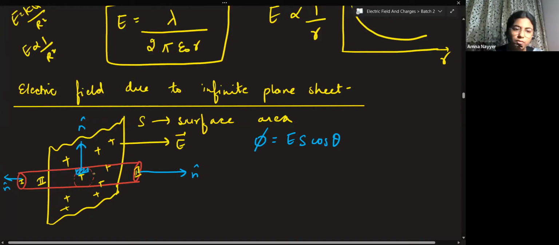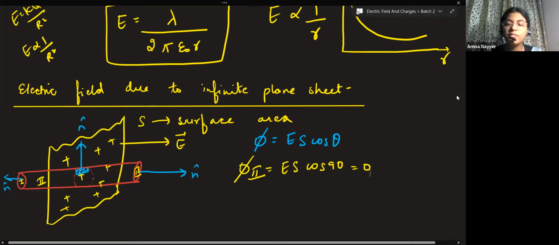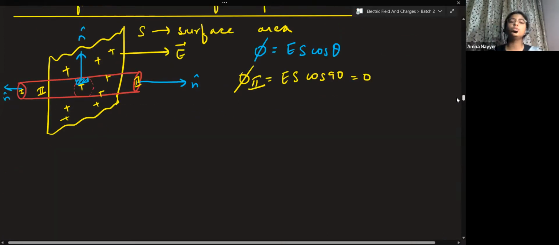So because of this, phi 2, the flux due to this curved part, what will happen? The area vector is pointing upwards, the electric field is directed towards the positive x-axis, making an angle of 90 degrees. So this is basically Es cos 90, and cos 90 is 0. So there will be no contribution of flux because of this curved surface. So we have electric flux due to the first surface and third surface only.